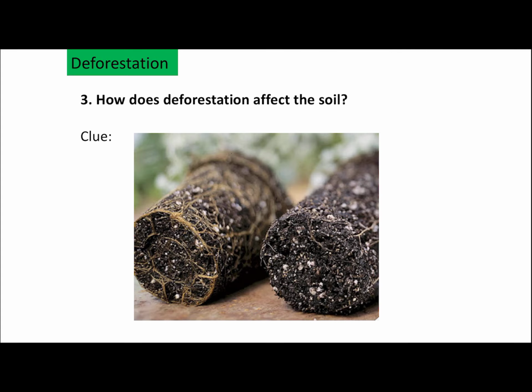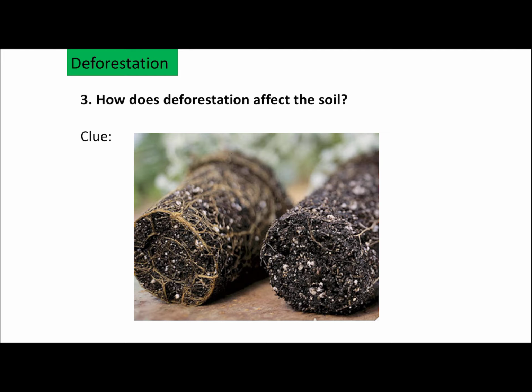Question number 3. Remember, this does link in with your booklets when you come to do these later on. How does deforestation affect soil? The clue is in the picture here: you can see the roots holding the soil in place. The roots of plants hold soil together and slow water runoff when it rains.